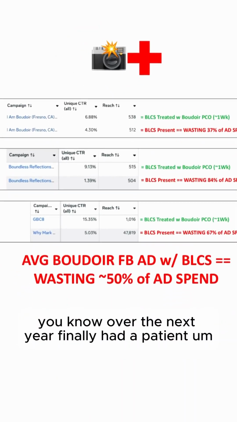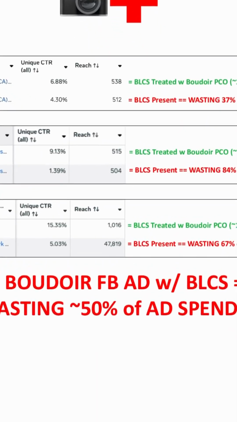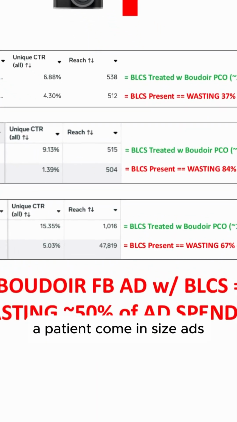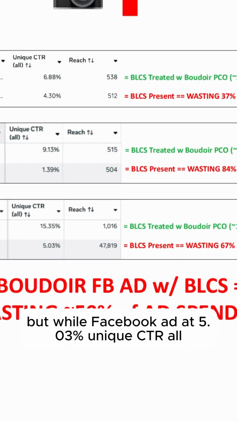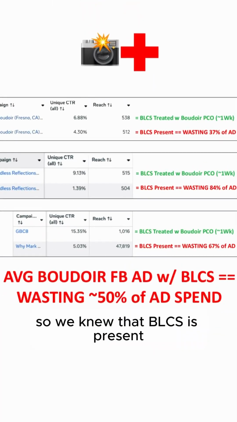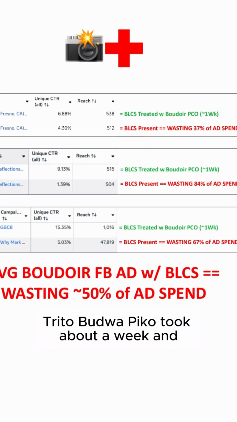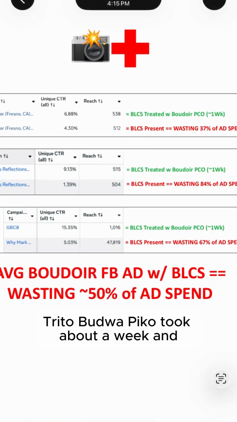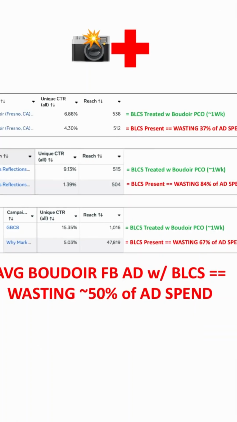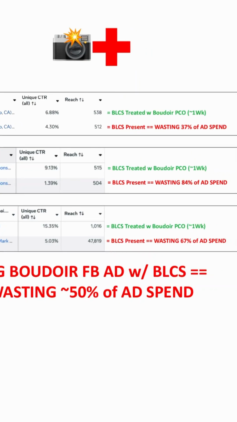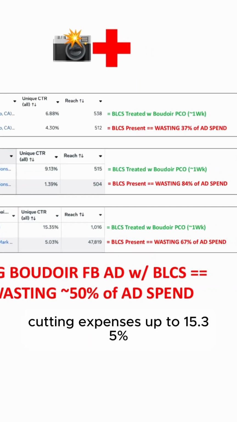Finally, we had a patient come in. We saw his ad, a Boudoir Facebook ad at 5.03% unique CTR. So we knew that BLCS is present. We duplicated it, or did a lot of work on this one, treated it with Boudoir Pico, took about a week, and we got the unique CTR up to 15.35%.